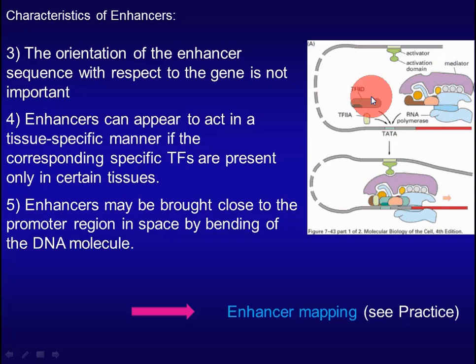Here is DNA, and here is the enhancer, and this is a specific transcription factor. By binding the enhancer, the specific transcription factor can bend the DNA molecule and bring the enhancer close to the promoter. Given a wild-type enhancer sequence and a series of deletions along with the corresponding reported activities, students are required to map out the enhancer region on DNA. This is called enhancer mapping. For a specific example, please see the practice questions.